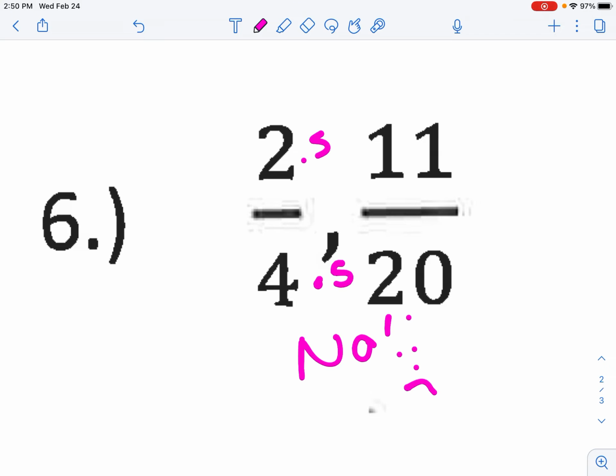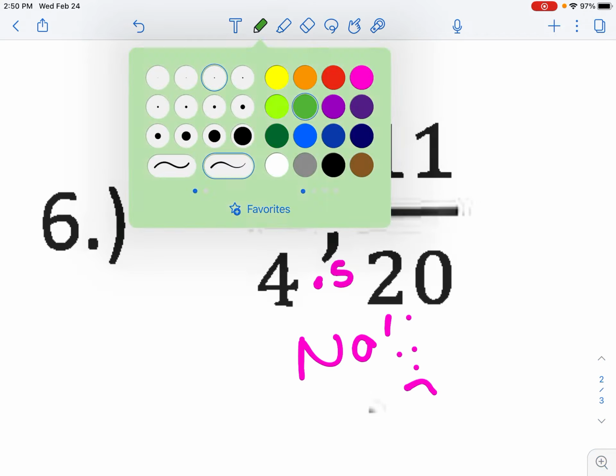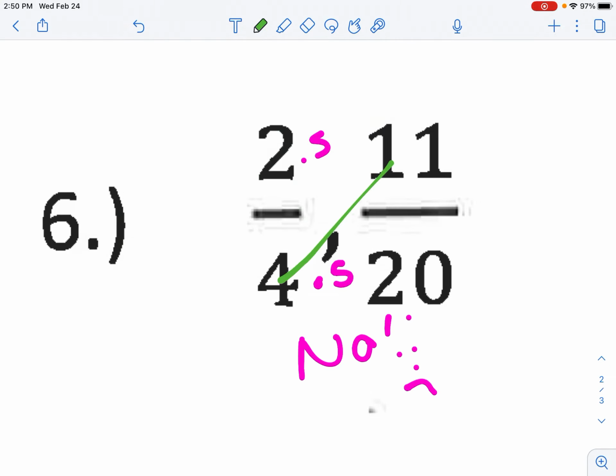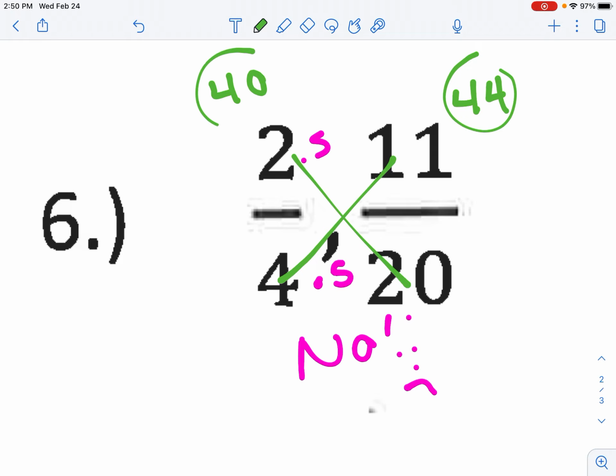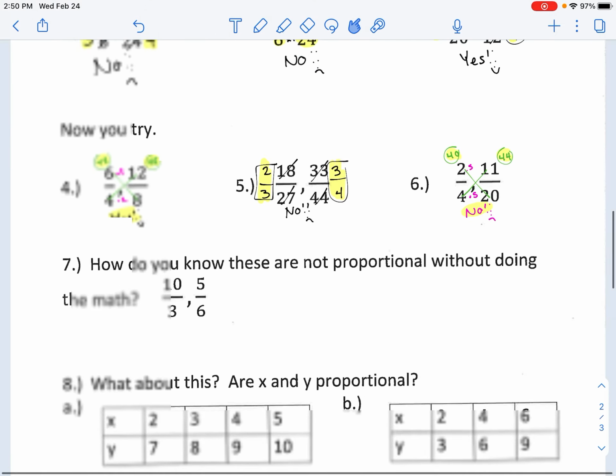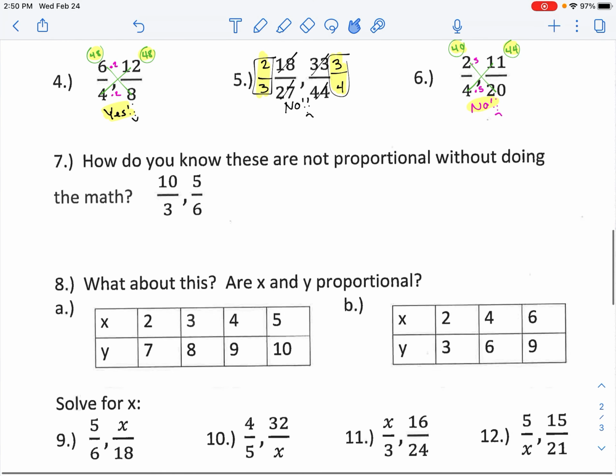This also would have been a quick one to do cross products. So you also could have shown me 4 times 11 is 44, and 20 times 2 is 40. Because 40 is not equal to 44, your answer would be no. You do not have to show me all 3 methods. You have to pick one and show me your thinking. How do you know that these are not proportional without doing the math?